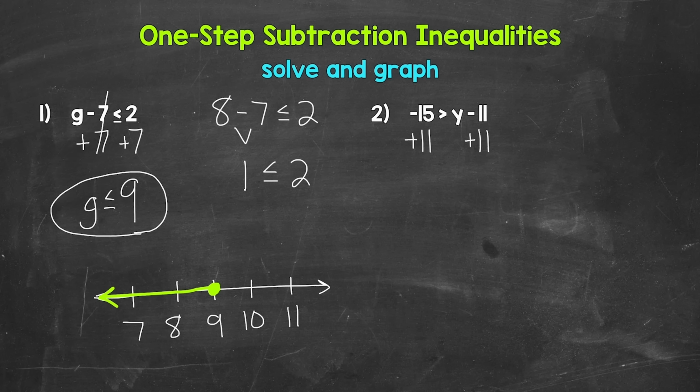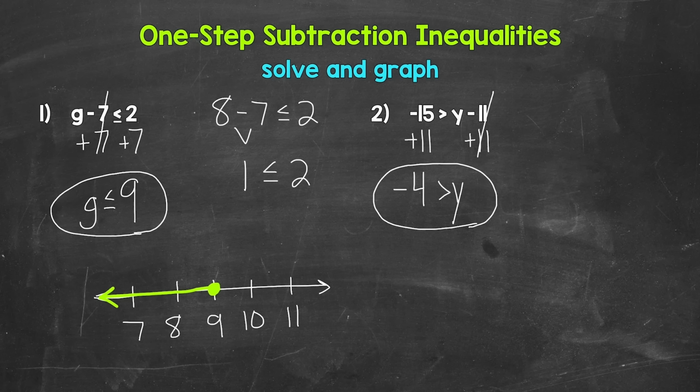Now, as far as the right side, these 11s cancel each other out. So y is now isolated. We have y is less than, and then on the left side, negative 15 plus 11 gives us negative 4. So y is less than negative 4. So any value less than negative 4 is a solution of this inequality. It makes the inequality true.